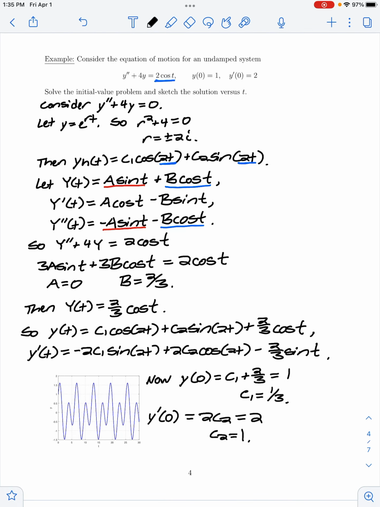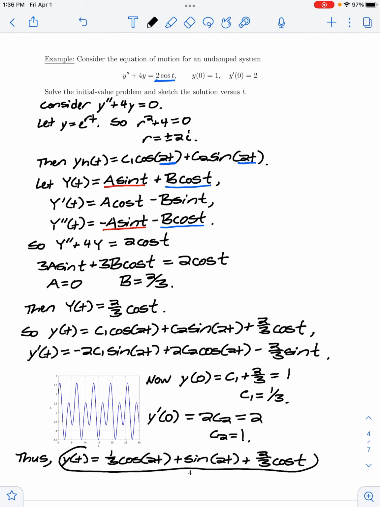And substituting these constants back into our general solution, we find that y(t) is given by c1, which was 1/3, cos(2t), plus c2, which was 1, sin(2t), plus 2/3 cos(t). So this would be the solution of that initial value problem. And here in the notes, I've given the graph of that function, y(t).